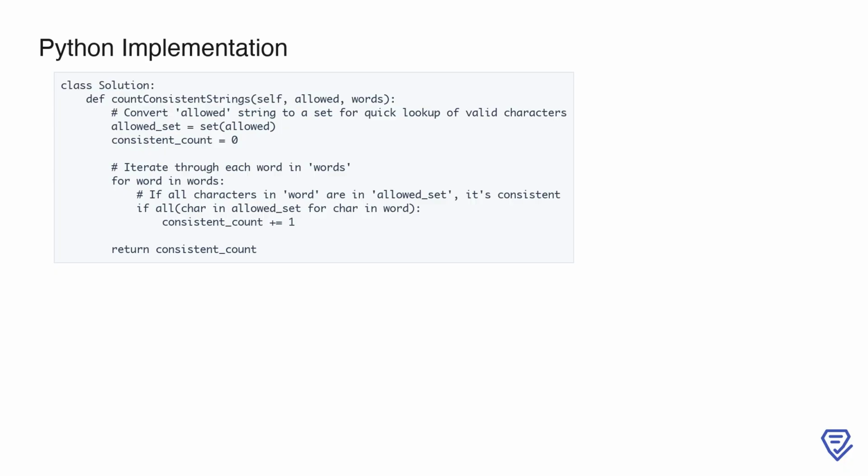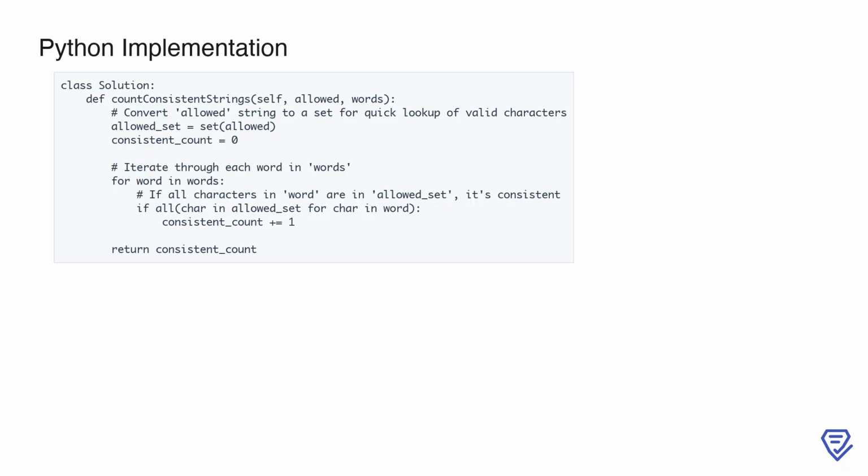The function then loops through each word in the words list. For each word, the all function checks if all characters in the word exist in allowed_set. The all function iterates through the characters of the word and evaluates if each character is part of allowed_set. If the current word is consistent, the consistent_count is incremented by 1. Finally, the function returns consistent_count, which contains the total number of consistent strings in words.